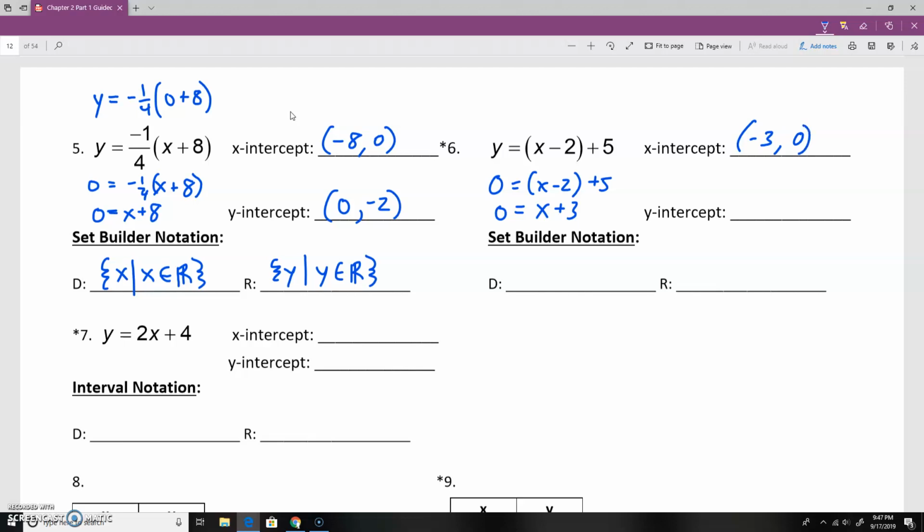Alright, and now for our x-intercept, or our y-intercept, I'm sorry. For a y-intercept, we're going to put x equals 0. 0 minus 2 plus 5. Well, 0 minus 2 is negative 2 plus 5 gives a value of 3. So our y-intercept is found at the 0, 3. Set builder notation, we go ahead and fill that out as x such that x exists in reals. And y such that y exists in reals.